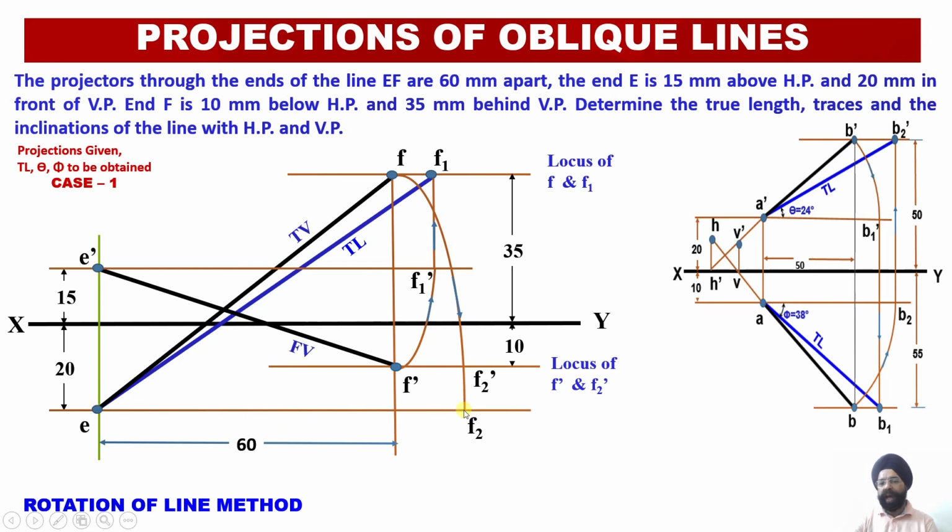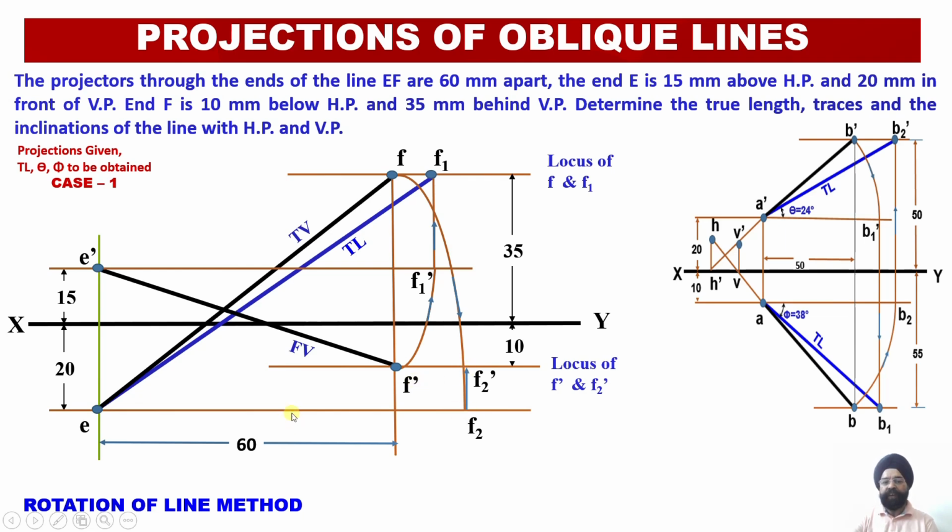Now what I need to do is draw the perpendicular projection onto the elevation locus line, that is the elevation locus line of F dash. So from here, F2, I will draw a perpendicular from F2 to cut the locus line, to intersect with the locus line of the F dash point of the elevation.